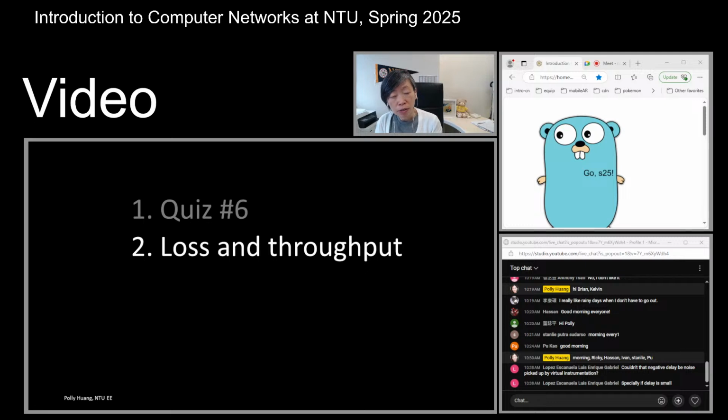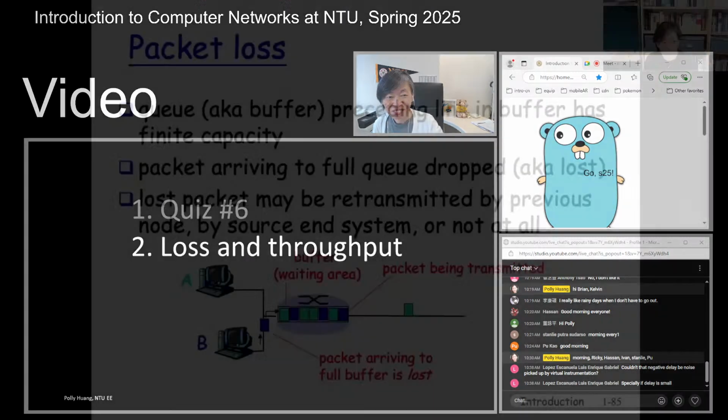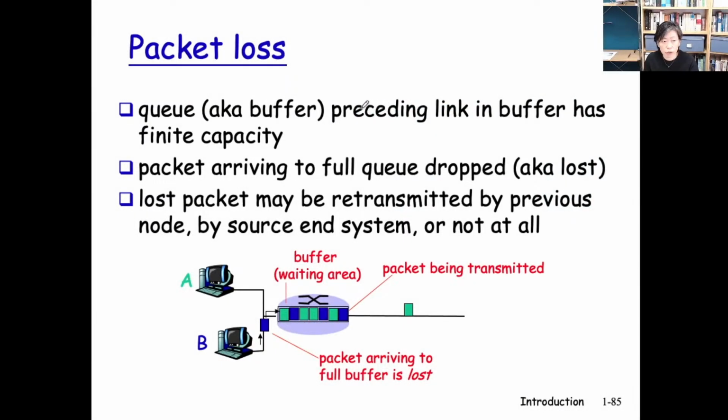Now let's move on to the 2 other metrics, loss and throughput. Loss is very straightforward. This video is less than 1 minute. Packet loss is a lot more straightforward. It's because the queue is finite in capacity. In case a packet arrives when the queue in the router is already full, this packet will need to be dropped. That's why we see packet losses.